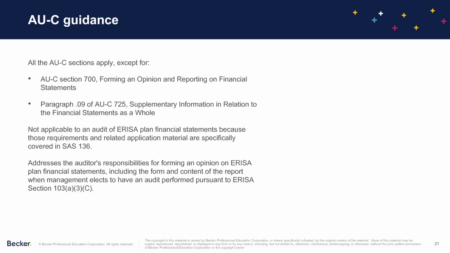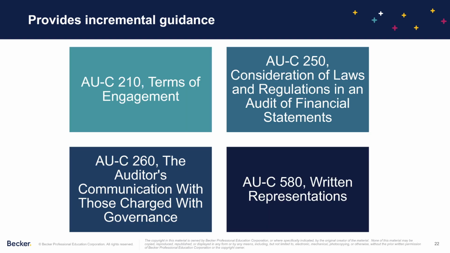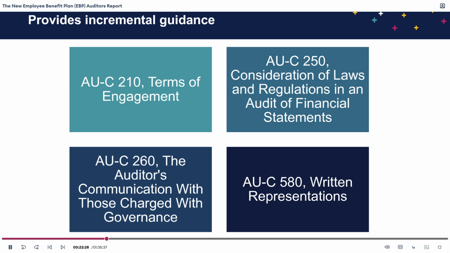It also provides incremental guidance. As I said earlier, not only is the report changing, but because there was a little bit of confusion there, there are now some more explicit procedures that are going to be required under this guidance. So one of them is AUC 210. We're going to have some additional items for the engagement letter. AUC 250, consideration of laws and regulations in an audit of financial statements. And then AUC 260, communication with those charged with governance. And then we'll have some new written reps in AUC 580. We'll go over them towards the end of today's course.